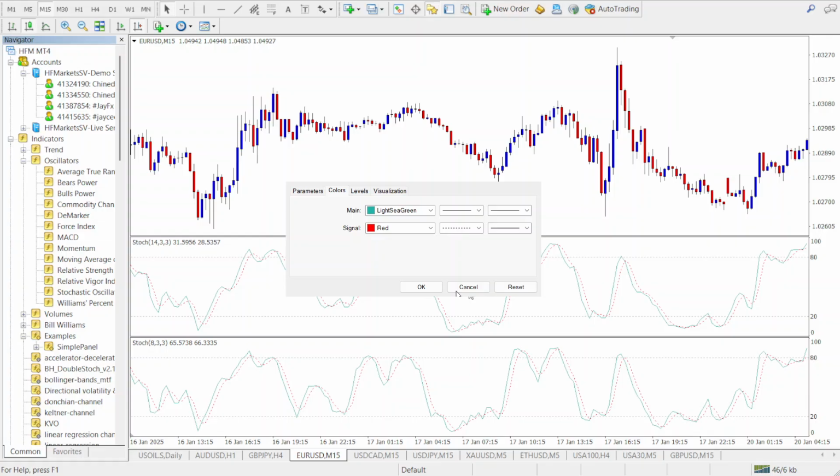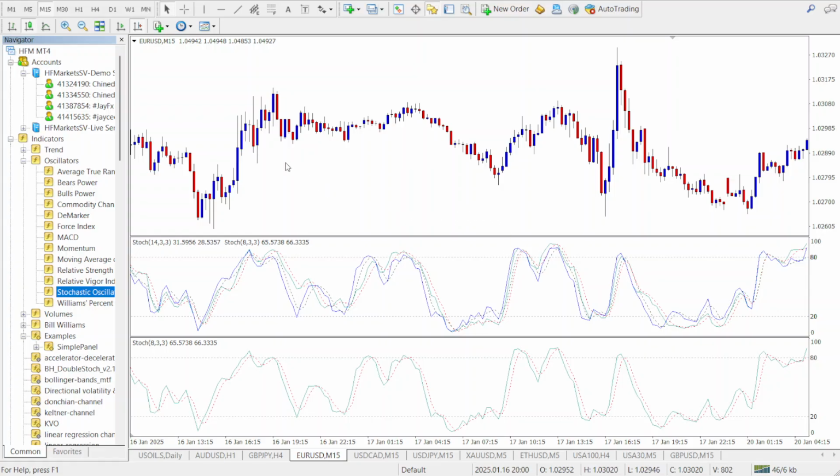So in this case, I'm going to be using, okay, this was light green and red, so I'm just going to be using blue and, let's just say, blue and green, blue and dark green.